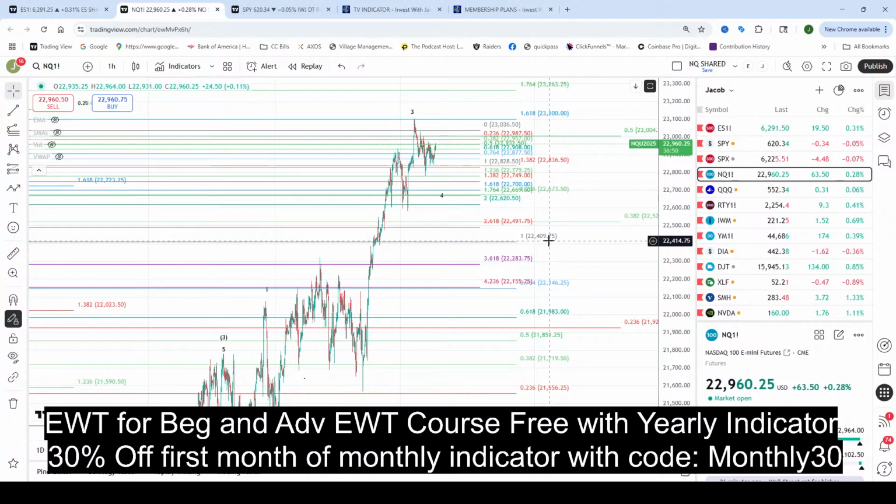That is generally too large of a pullback off this kind of structure. They can still make it a diagonal higher if they want, but 22.4 is where we really want them to hold. Below that starts to get problematic.